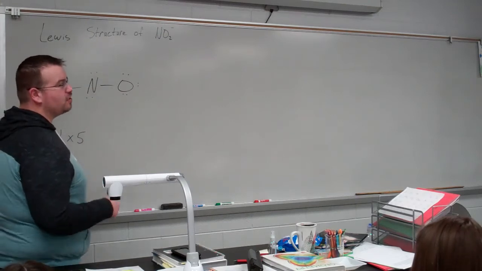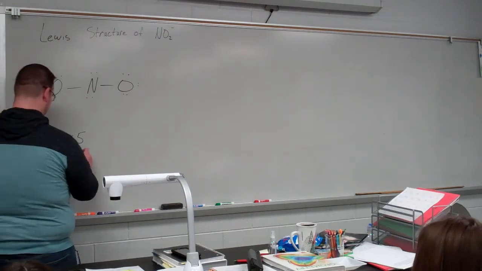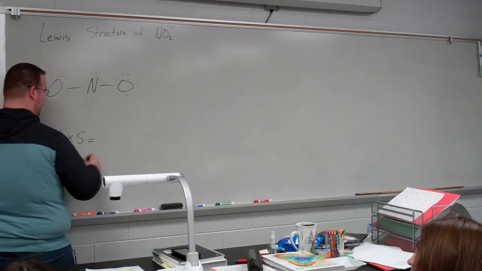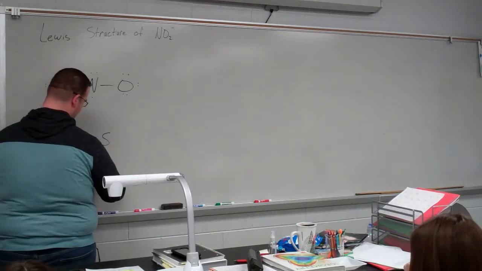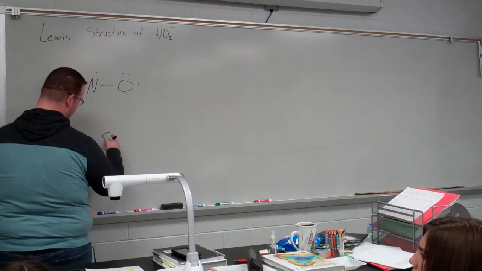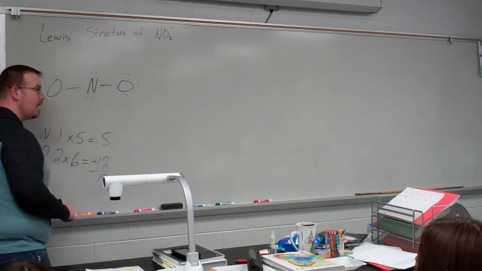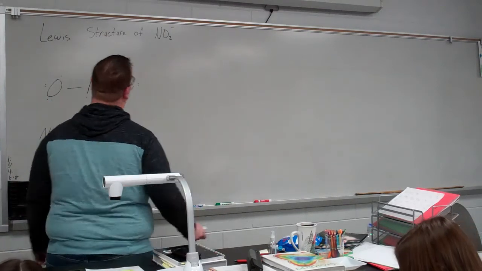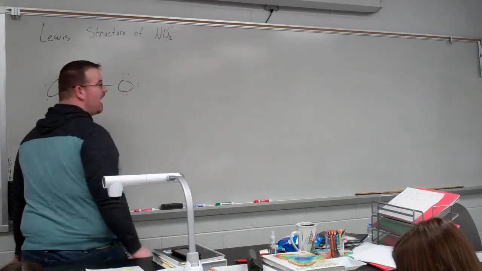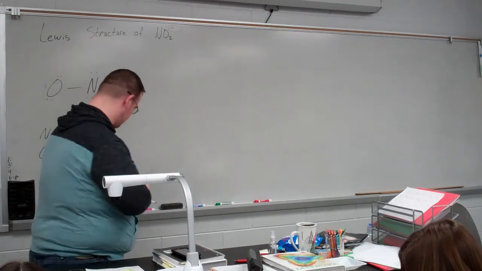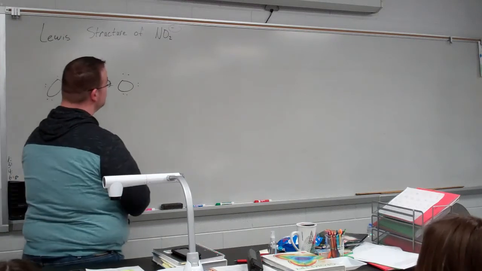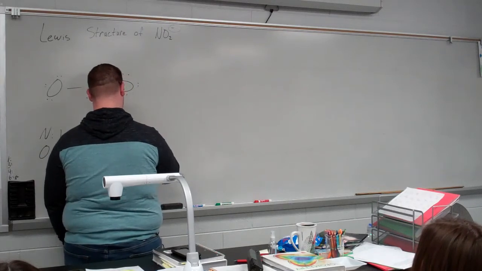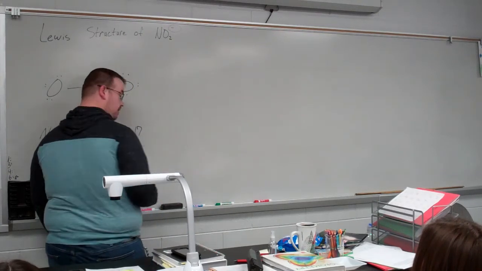How many valence electrons per oxygen? 6, because it's in the 16th column. Yet again, we're repeating ourselves. All right, 1 times 5, 5, 2 times 6, 12, add those together, 17, but remember, step 3 is where we take care of the charge. There is a negative, so should we add or subtract? Add, because you're adding negative charges. So if it's a positive, subtract.